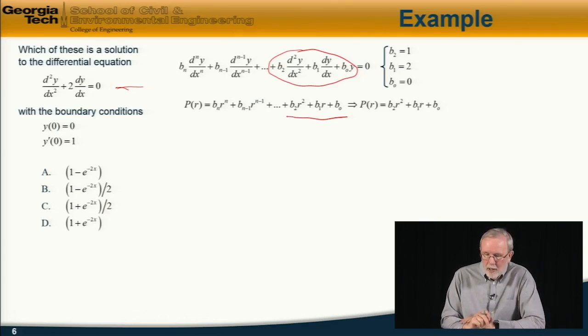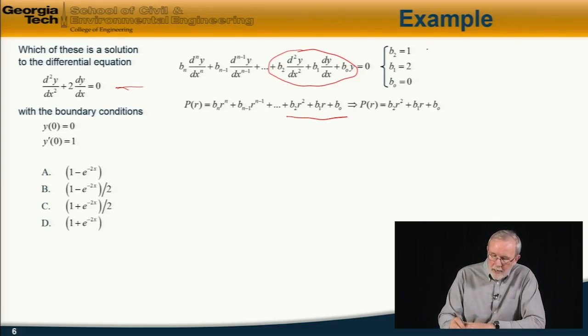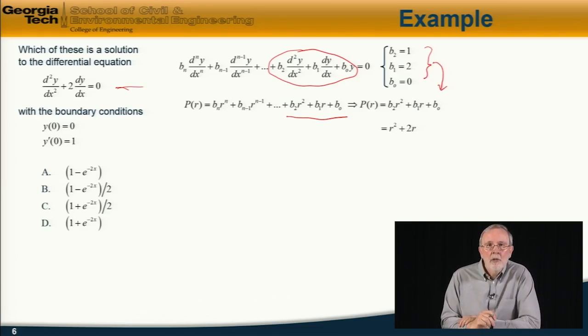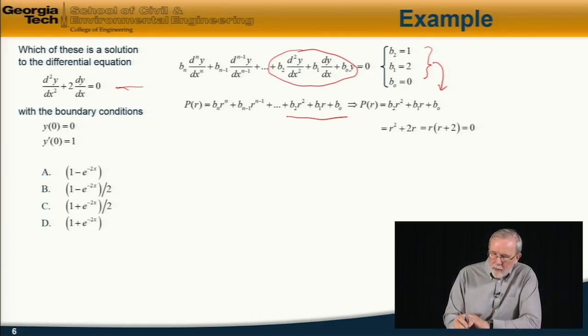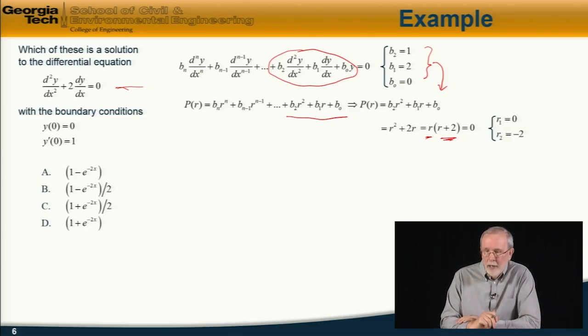So that equation becomes b2 r squared plus b1 r plus b0, and substituting these values, we find that that is equal to r squared plus 2r, which I can write this way, r times (r plus 2), and we want to get the roots of that equation by setting that equal to 0. So obviously the roots of that equation are either r is equal to 0 or r plus 2 is equal to 0. In other words, r equals minus 2. So the two roots are r1 equals 0 and r2 equals minus 2.